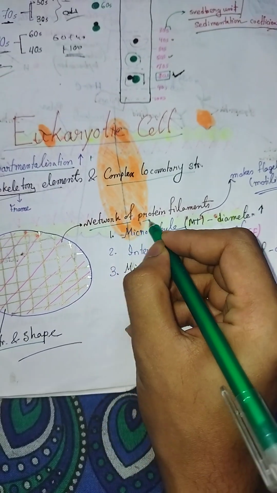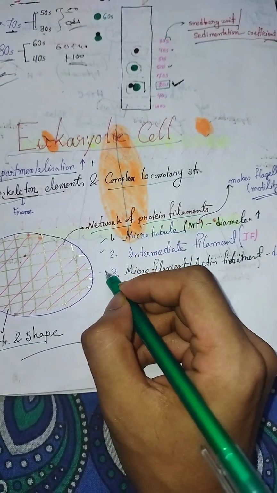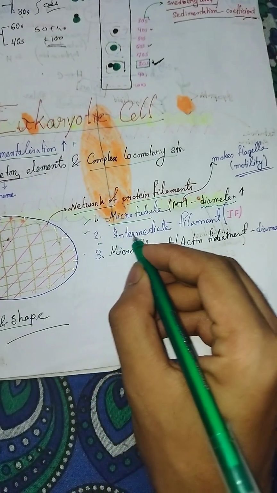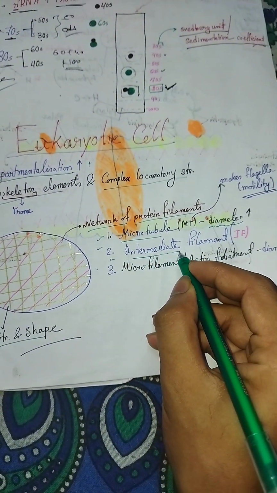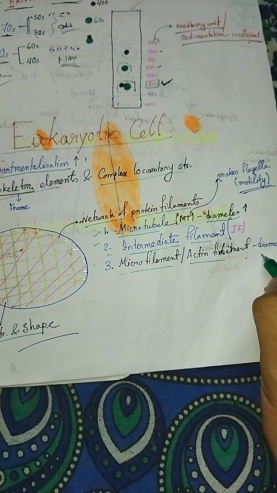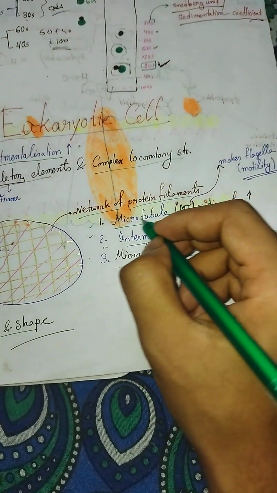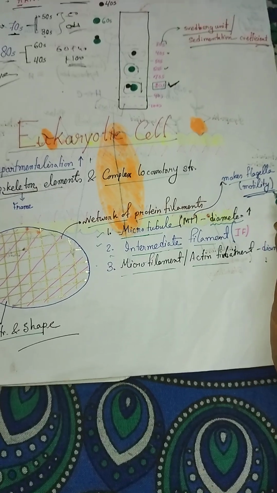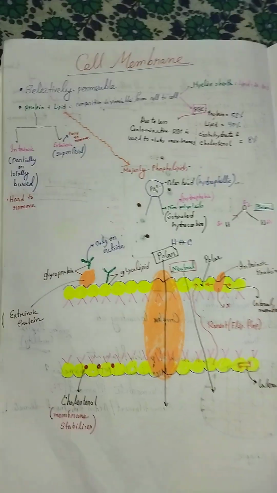Then the network of protein filaments is of three types. First is the microtubule, which has the greatest diameter. Second is the intermediate filament. Third is the microfilament or actin filament, which has the smallest diameter. Microtubules make flagellar motility. Now let's talk about the cell membrane.